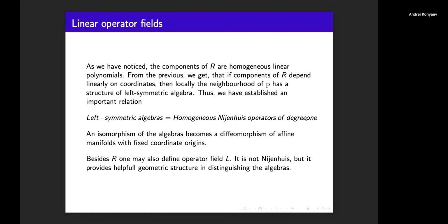It means that there are a lot of associative algebras, if you didn't know. So there is a huge collection of operators. But what is more important, we have established an important equality: studying the left-symmetric algebras is basically studying homogeneous Nijenhuis operators of degree 1, which means that we have a Nijenhuis operator on an affine space and it has degree 1 in terms of its coordinates. It's polynomial and its entries are homogeneous polynomials of degree 1.